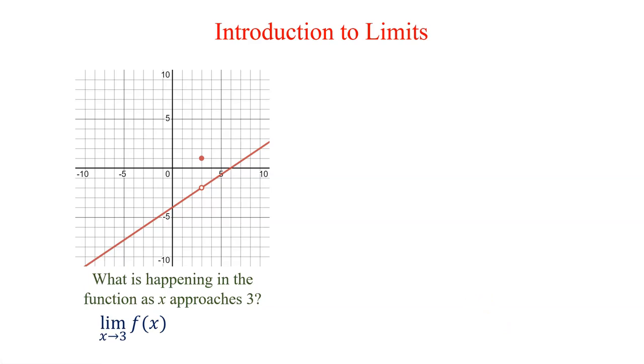The limit of f of x as x approaches 3. So if I approach it from the left, looks like I'm getting closer and closer to y equaling -2. As I approach it from the right, same thing. Looks like it's approaching -2. So the limit of f of x as x approaches 3 would be -2.